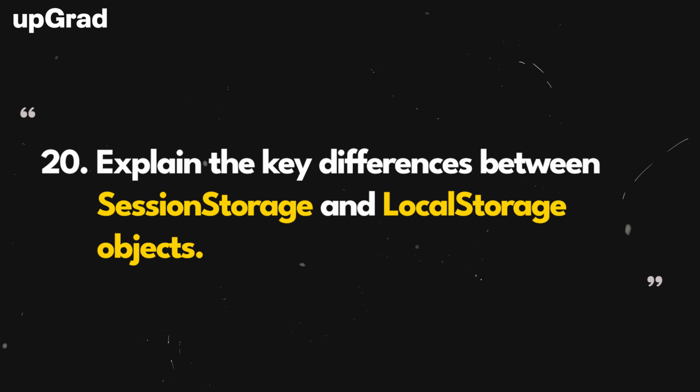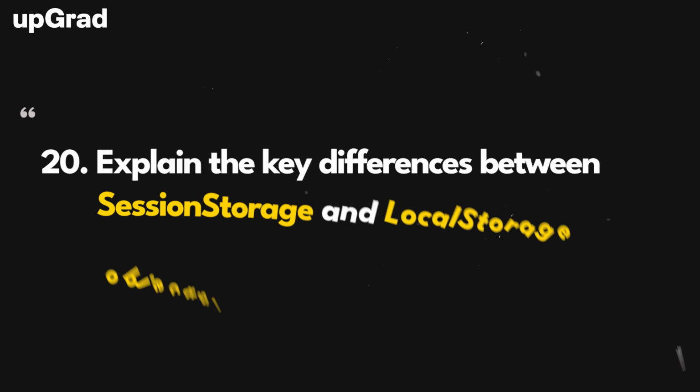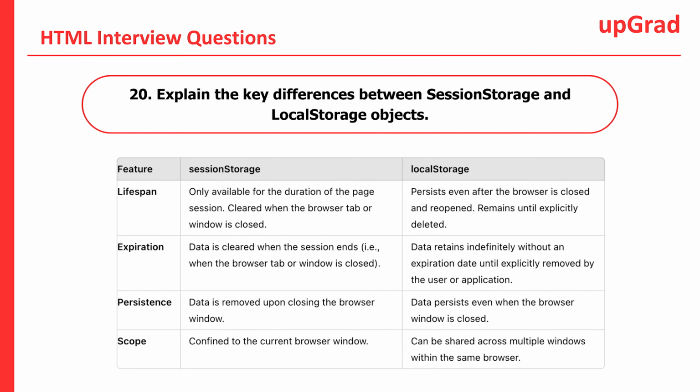Question number 20. Explain the key differences between session storage and local storage objects. The main difference between session storage and local storage is their lifespan. Data stored in session storage is only available for the duration of the page session. Once the browser tab or window is closed, all data stored in session storage is cleared. Data stored in local storage persists even after the browser is closed and reopened. It remains until it is explicitly deleted by the user or the application.